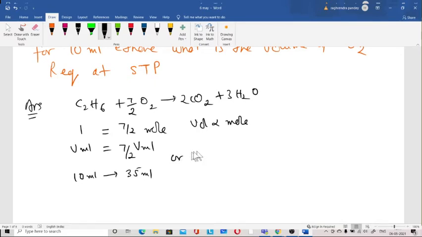Or you can write like this only: 1 ml of ethane will be equivalent to 7 by 2 ml of O2. So 10 ml will be equivalent to 35 ml. So that is the answer. That is easy. This is how you have to calculate.